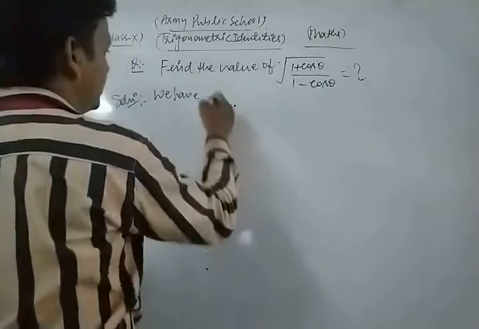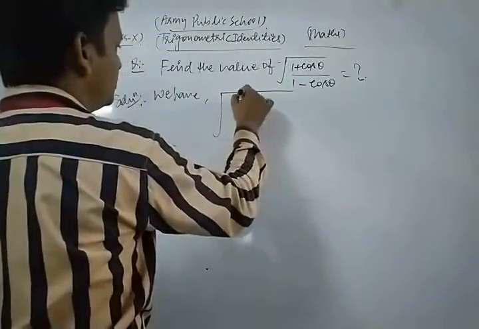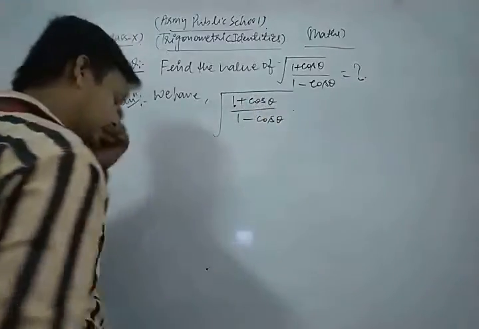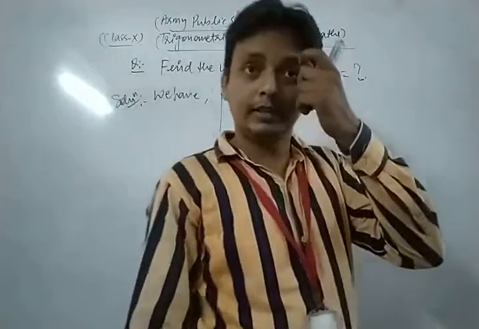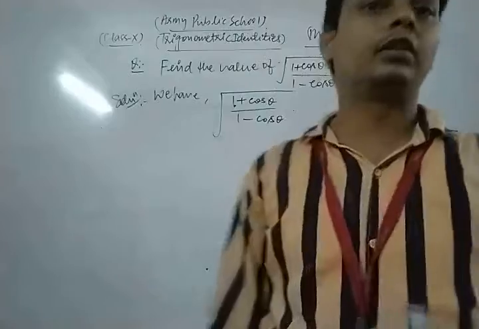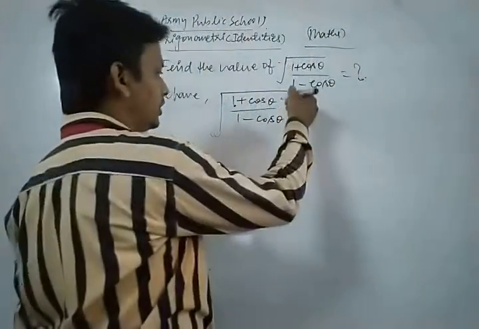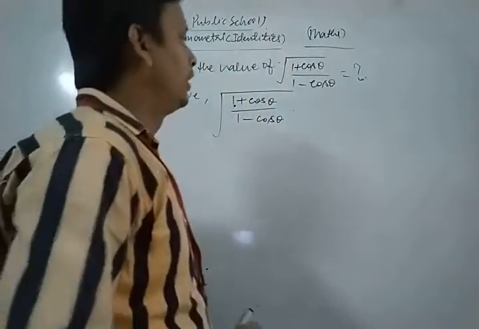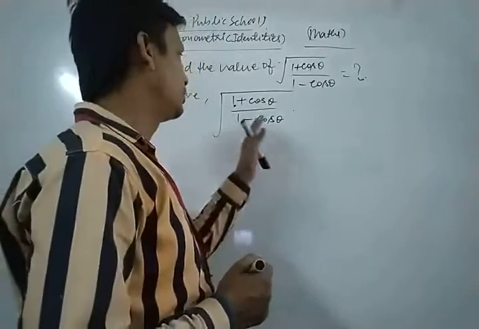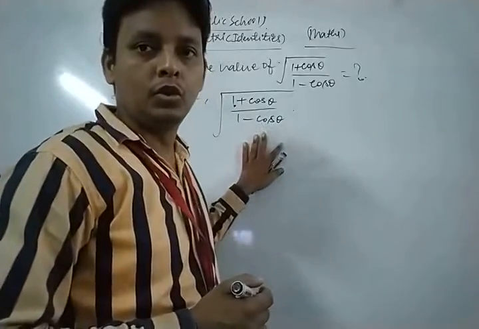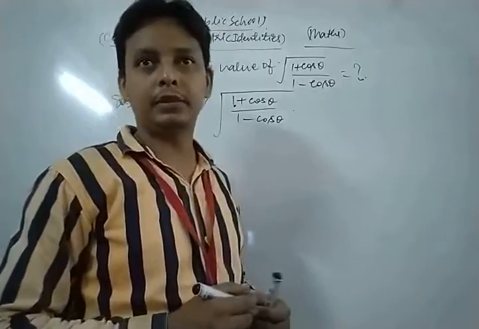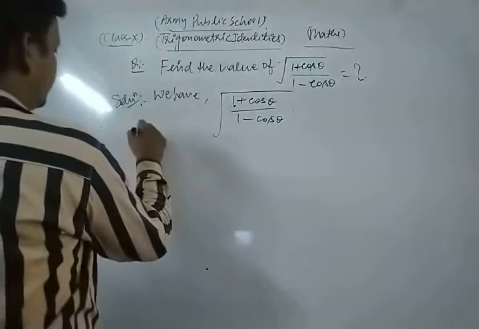We have the square root of (1 plus cos theta) upon (1 minus cos theta). In this type of question, first of all you do rationalization. For rationalization we must multiply both the numerator and denominator by the conjugate of the denominator. Here the denominator is 1 minus cos theta, so its conjugate will be 1 plus cos theta. Now we rationalize.